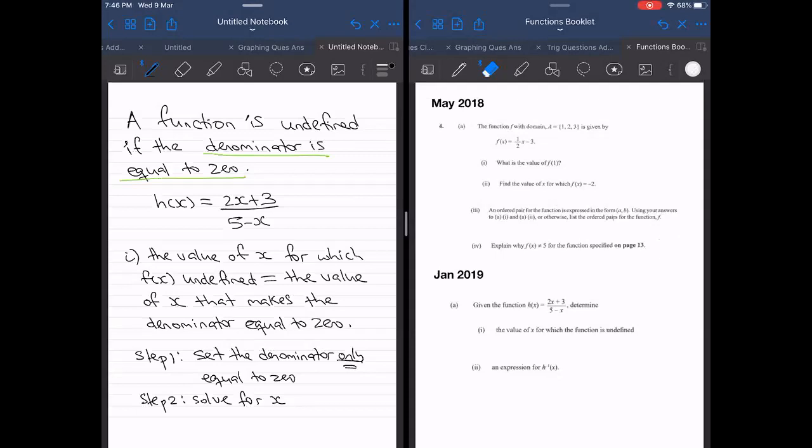No, not x equal to 0. The denominator equal to 0. And then you solve for x. Guys, denominator is the one that's below. So you're taking the one below. Top one is numerator. I want the denominator equal to 0.